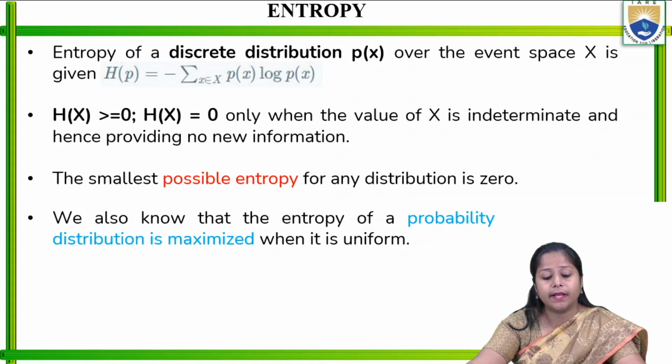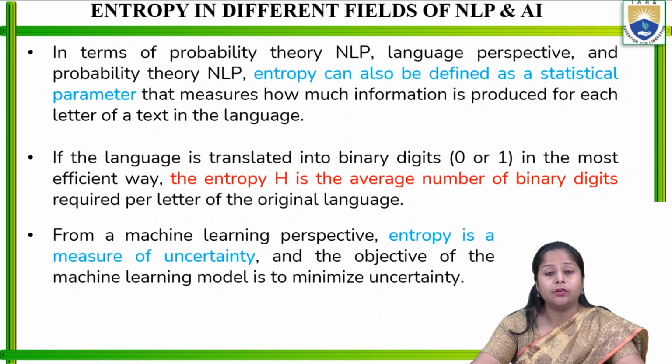H(X) is equal to 0 only when the value of X is determinate, and hence it provides no new information. The smallest possible entropy for any distribution is 0 itself, and in that case the outcome is determinate. We also know that the entropy of a probability distribution is maximized when it has a uniform distribution. So this is how entropy is measured. Next, how entropy is used in different natural language processing fields and AI, artificial intelligence.